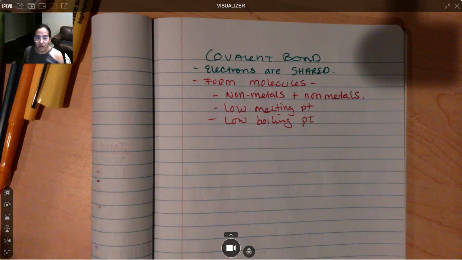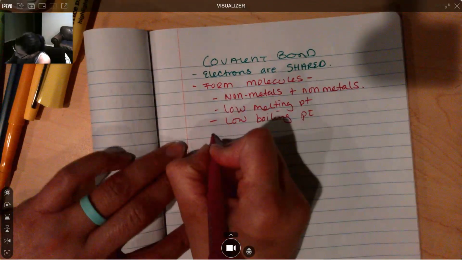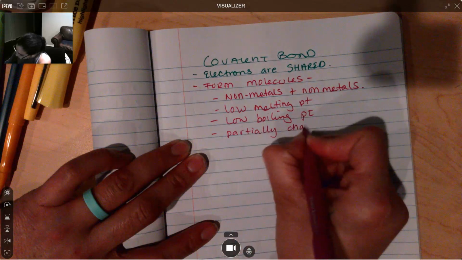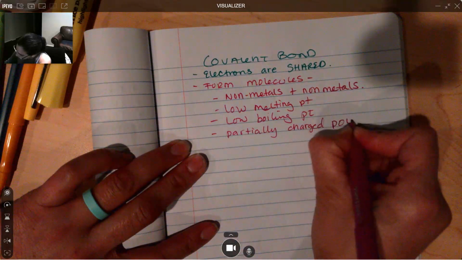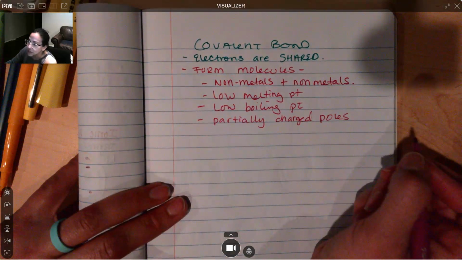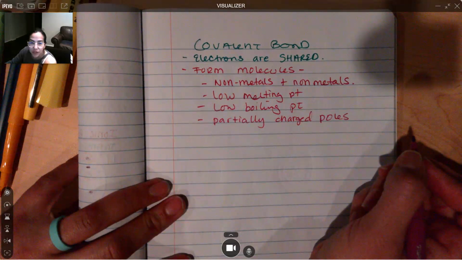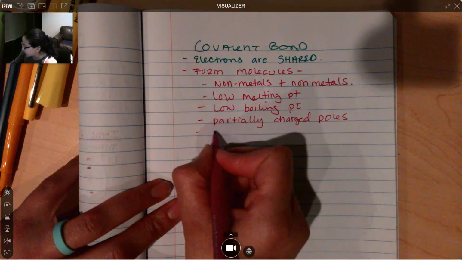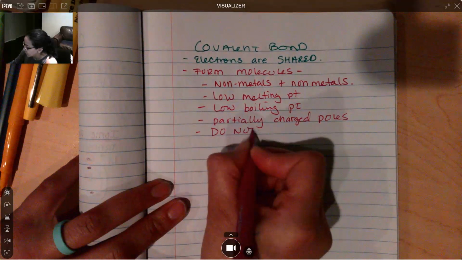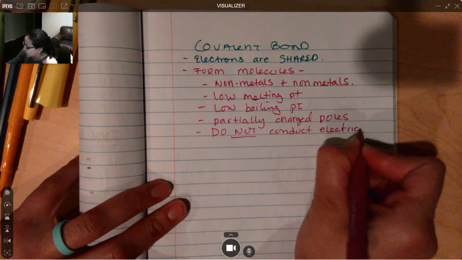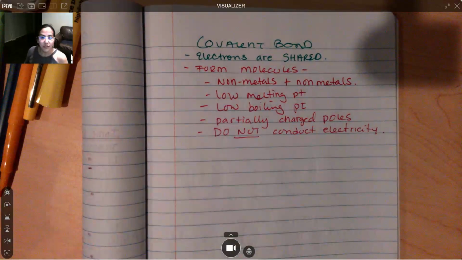Covalent bonds can also have partially charged poles, and they do not conduct electricity. Basically, all that means is that one part of the molecule has a charge and the other side has another charge, but they're partial and most of the time temporary. They do not conduct electricity.